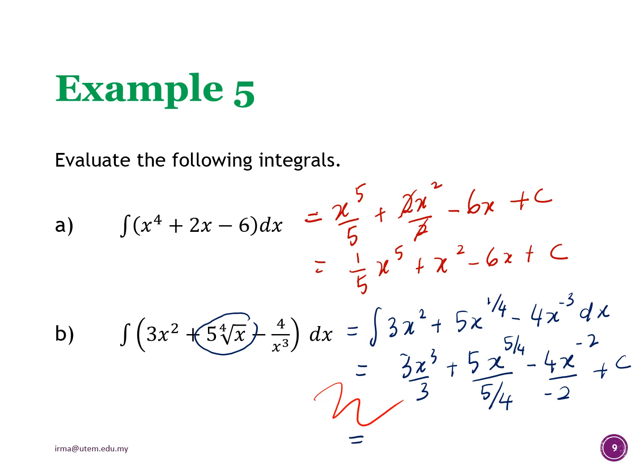Okay, simplify. Can you cancel out this? You get 5 over 5, and then this one also can be cancelled out. So you will have the final answer as x cubed plus, this over 4, you bring 4 as a numerator, 4x to the power of 5 over 4, plus, because negative negative gives positive, 2x to the power of negative 2 plus c. So this is the final answer.